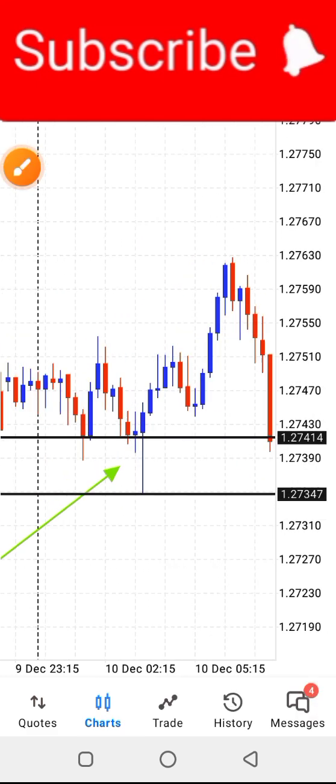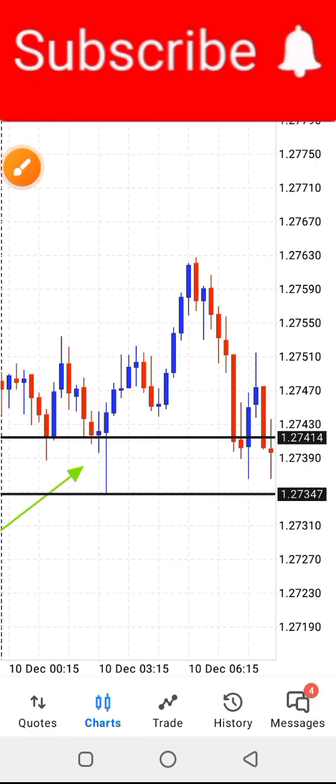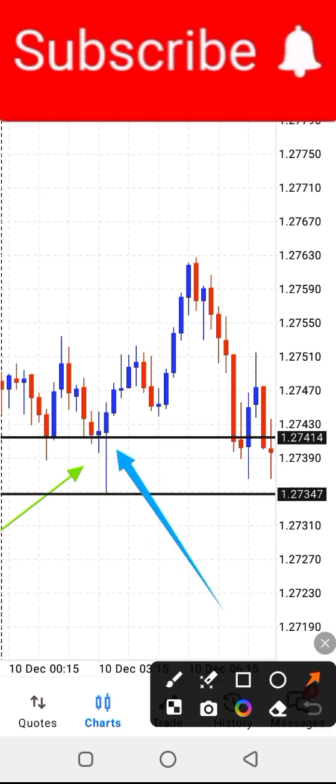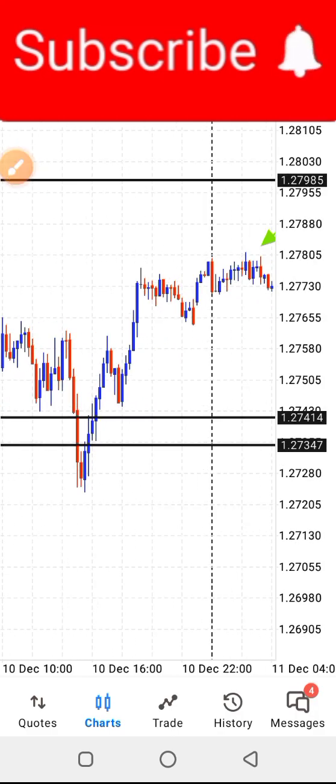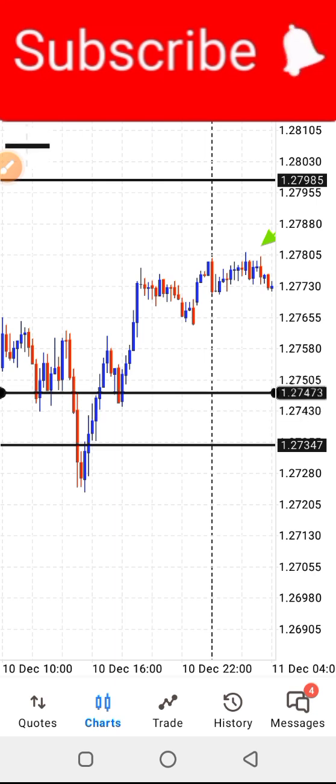Okay, so you must be skillful with drawing your zone. You need to include the extreme points. You can see I included this rejection completely, and that's exactly where price returned to. Okay, so let me see if I can give you one more example. I believe you already have an idea of how this plays out.